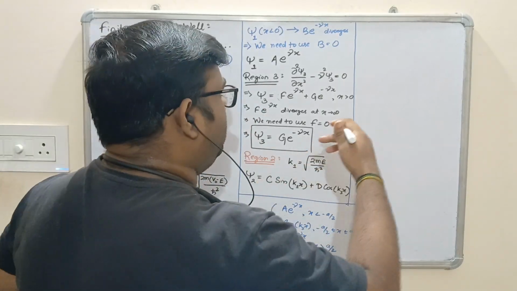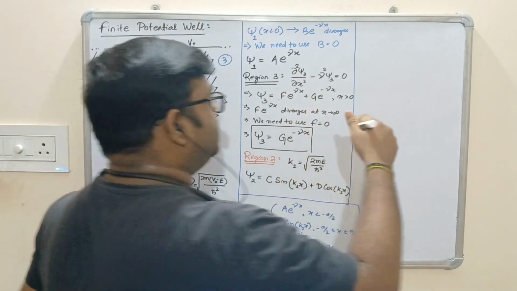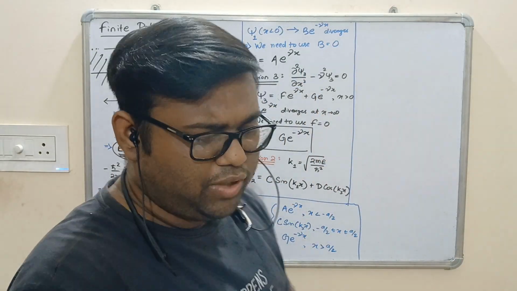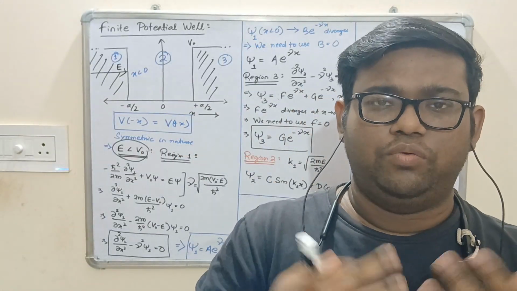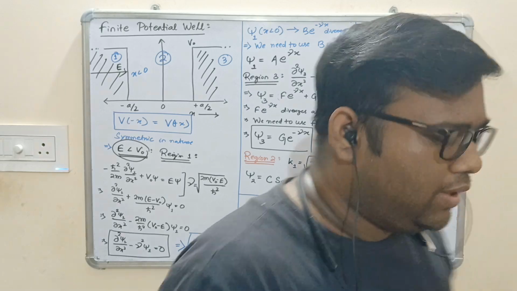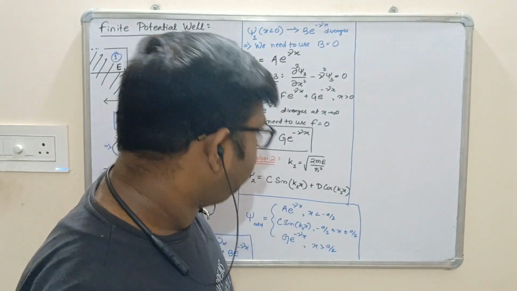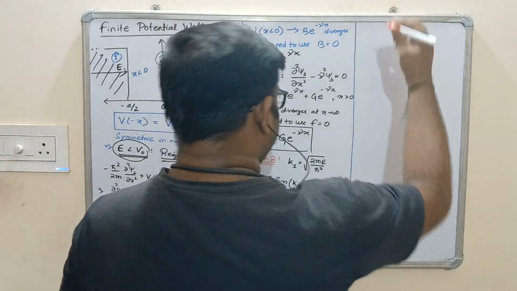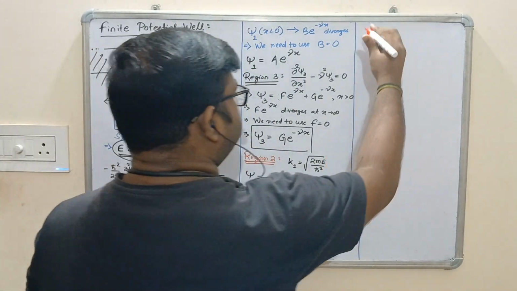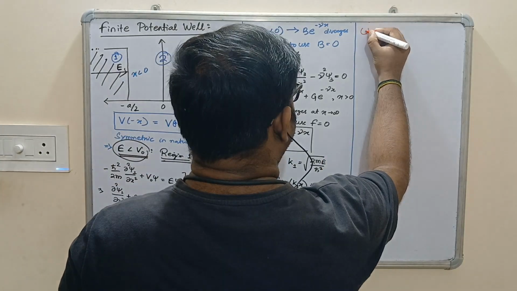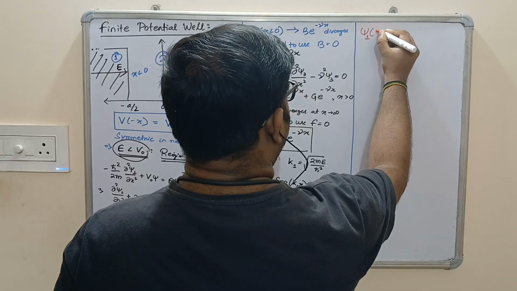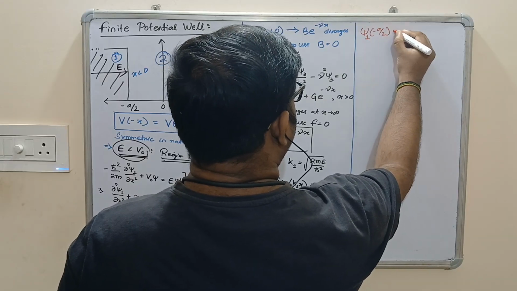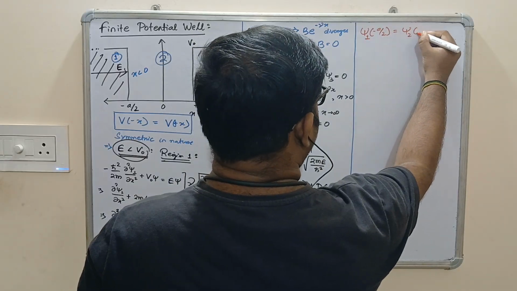Now let's take the boundary conditions, and here you don't have to use both boundary conditions. You can do it with one boundary condition also. Let's see how it happens. So the first condition is psi 1 at minus a by 2 is equal to psi 2 at minus a by 2.